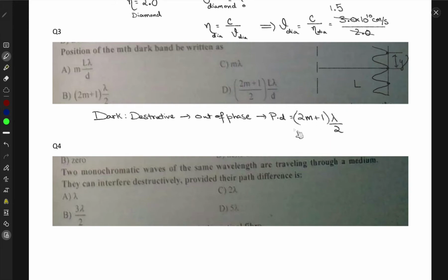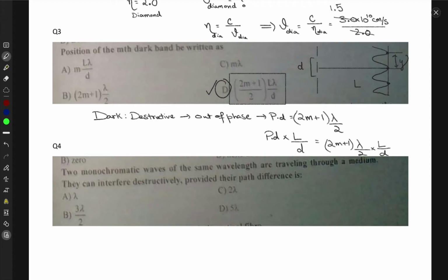So that is the path difference. And if I relate this with the position of the mth dark fringe, then I can clearly see that this path difference times L, which is the length from the slits to the screen, and the gap between these slits, which is small d, I can write the position of the mth dark fringe as the path difference times the length from the slit to the screen divided by the gap between these two slits, which is d, which becomes 2m plus 1 times lambda by 2 times L by d, which is this thing. So the correct option is D.